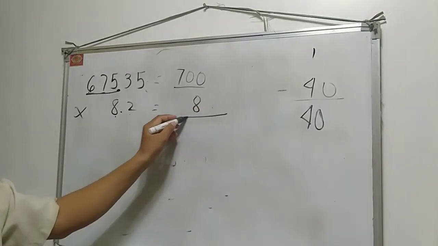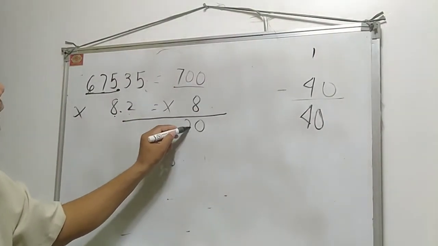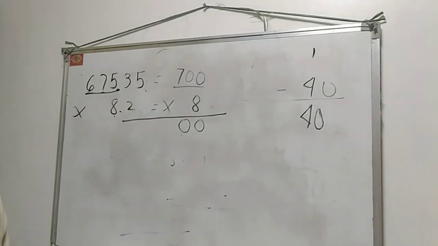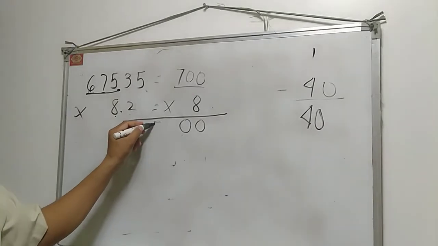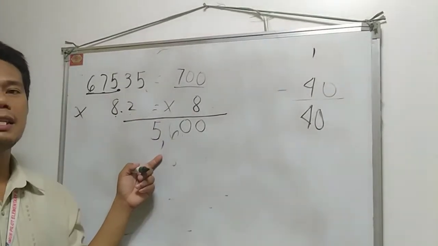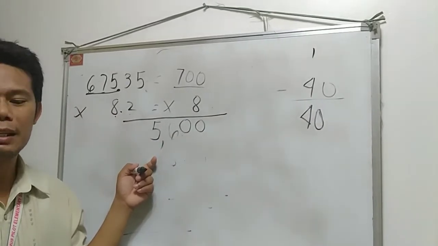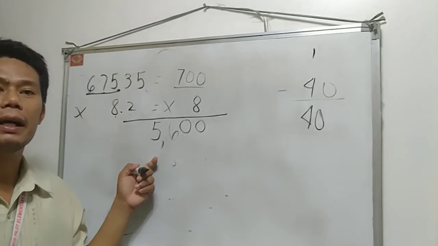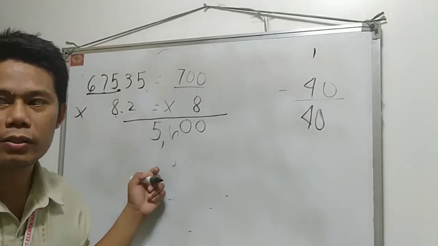Nagets? Then, saka ka mag-multiply. So, ibaba ang dalawang 0. Yan. Yan mabilis na mag-multiply. Then, 7 times 8 equals 56. So, your answer now is 5,600. So, ganun lang kabilis o ganun lang kadaling mag-estimate ng product of a decimal number. Any question?